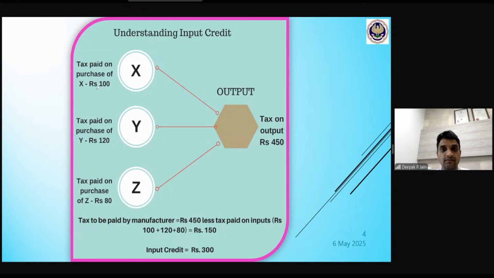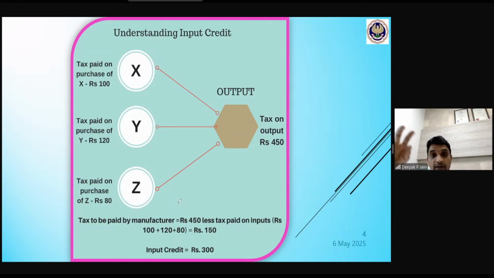Correct. So your credit will be 500 and your output tax will become 450. So 450 minus 500, because your output is 450 and your input is 500, which is a negative balance of 50 rupees.